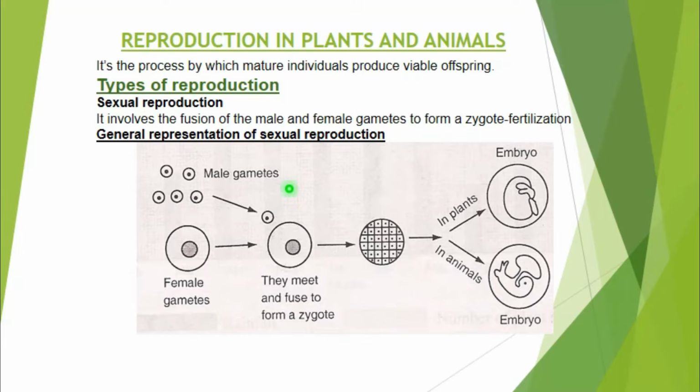So in this slide, we have known the definition of reproduction. We have talked about types of reproduction, of which we have talked about sexual reproduction and what it involves, and then the illustration of sexual reproduction. In our next slide, we will talk about asexual reproduction.